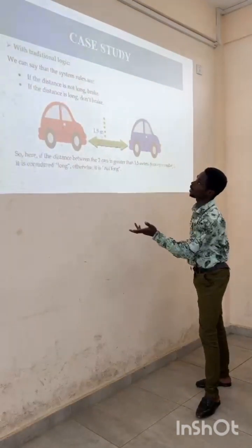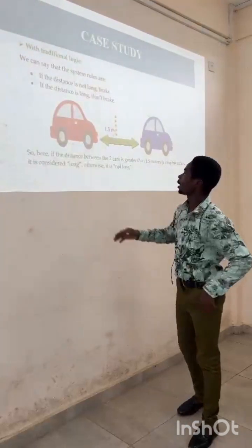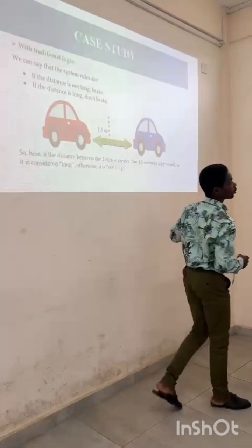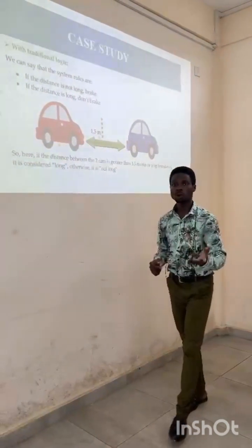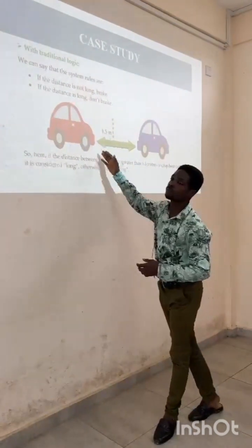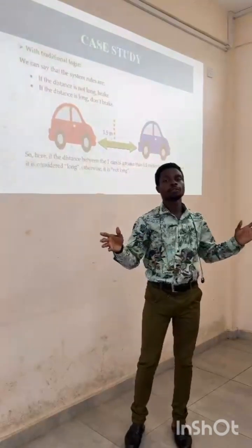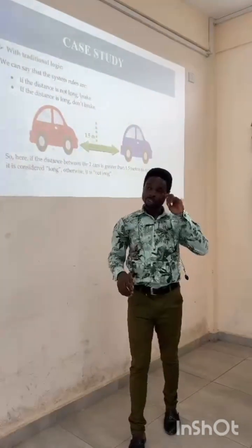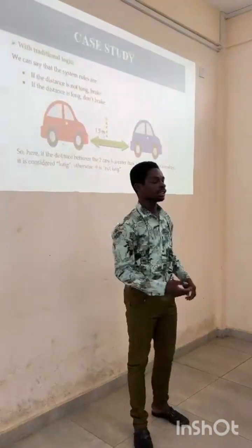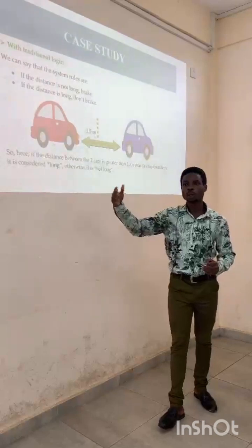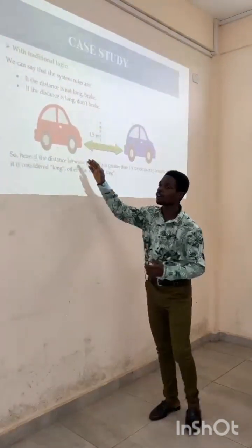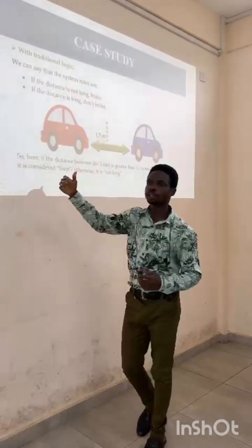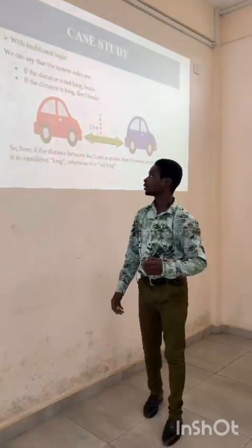But when we apply fuzzy logic, we can tell it that if you are 1.5 meters away from the blue car, you are close. But how close? Let's say you are very, very close. At that instance, we can introduce another rule: if you are very, very close, then you can stop. But if you are very close, you can decelerate. And if you are far, that means you can accelerate.